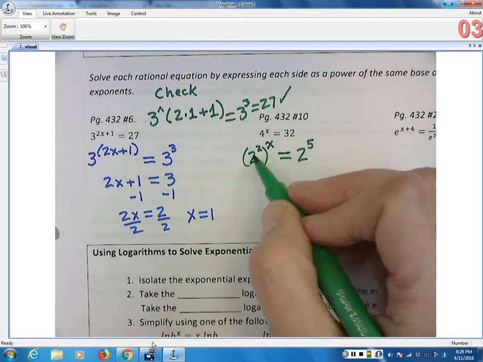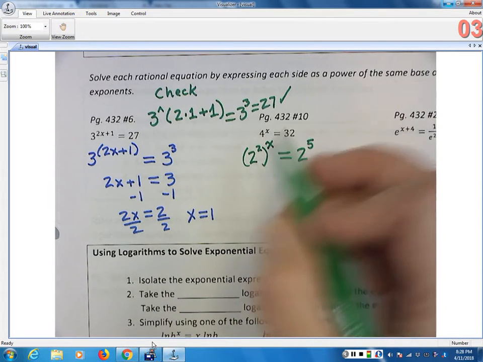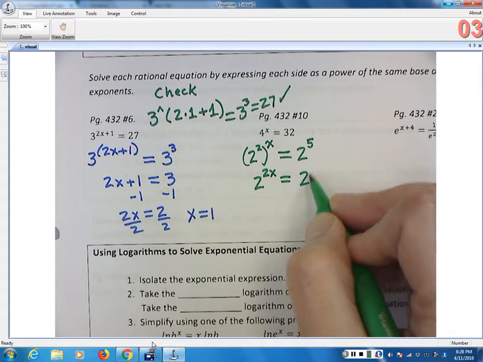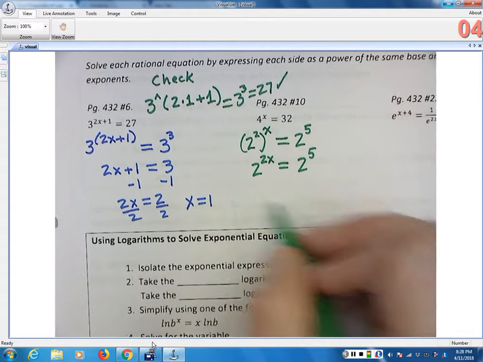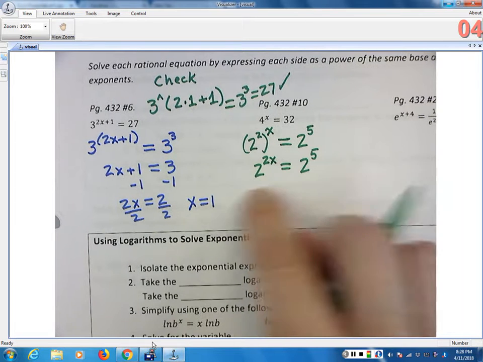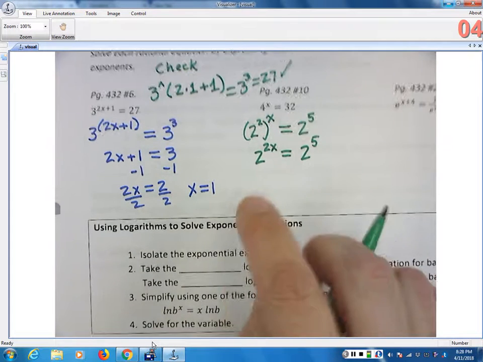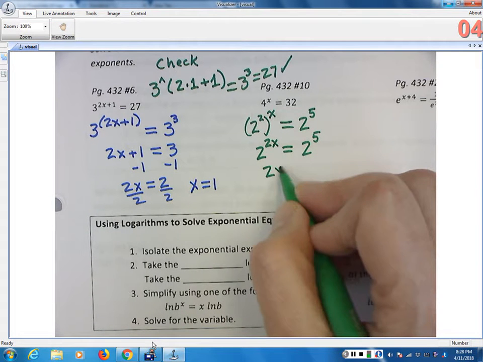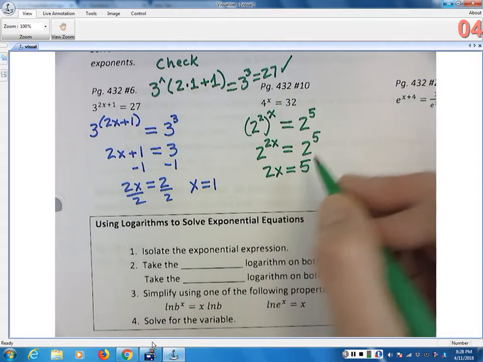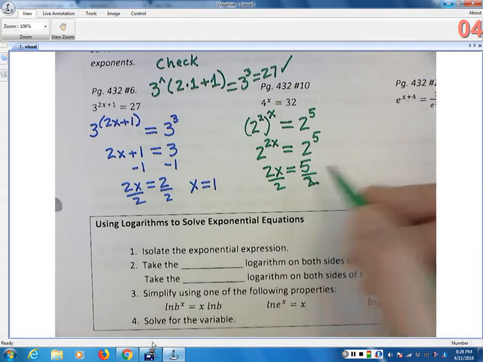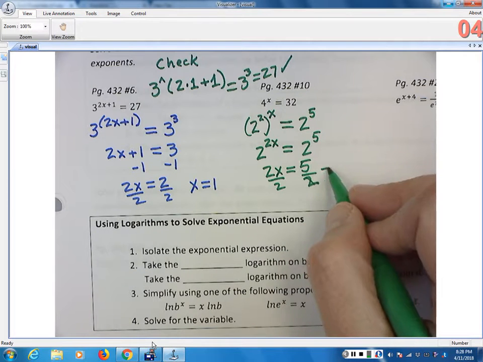This is the power to power rule. We multiply, so that's 2 to the 2x equals 2 to the 5th. Now we have the same base equals the same base to different exponents. That means we can set the exponents equal: 2x equals 5. Divide by 2. Sorry, x is 5 halves, or 2.5.